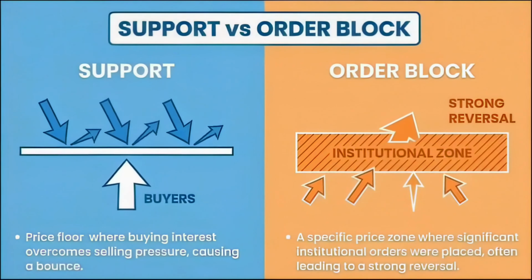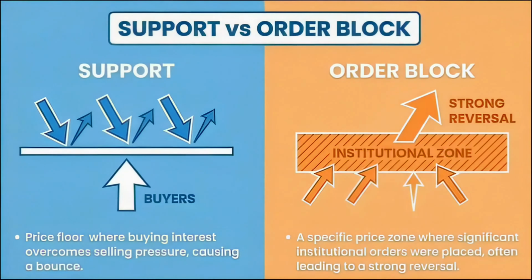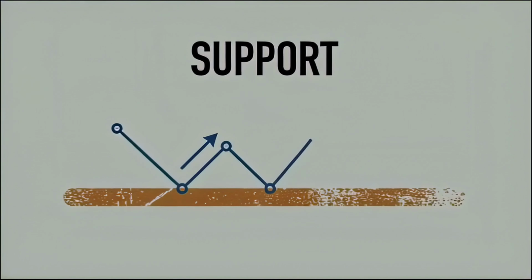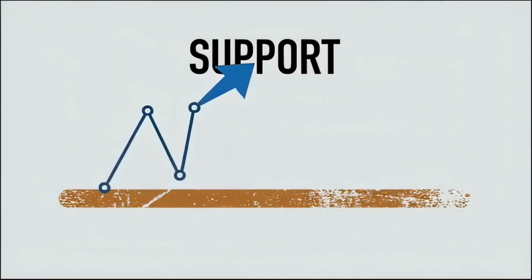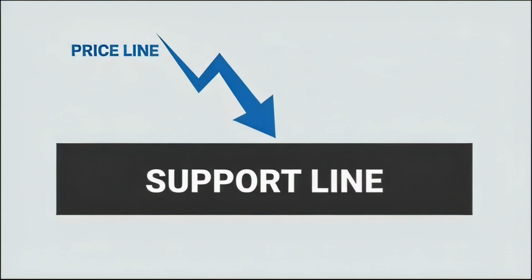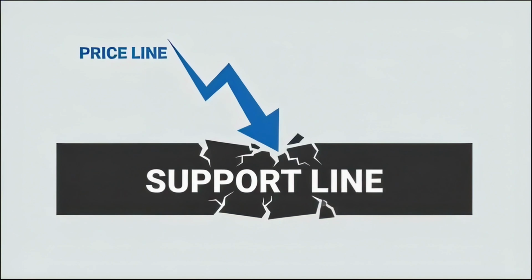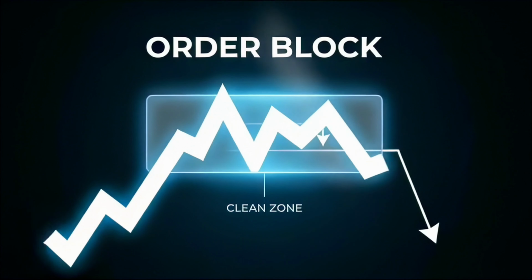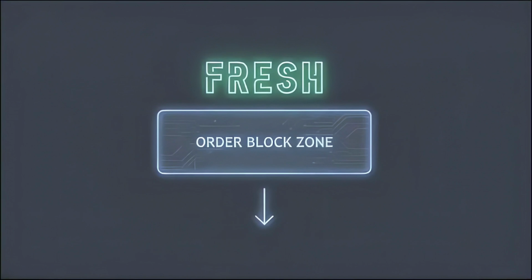Now, you might be thinking, isn't that just support? It is not, and the difference is the whole edge. Ordinary support is a level price has touched many times. An old, obvious floor everyone can see, which usually means it is weak by the time you find it, because it has already been tested to death. An order block is the opposite. It is a fresh zone, created by a single violent move that price has not returned to yet. You are not trading a worn-out level. You are trading a fresh footprint before the crowd arrives.